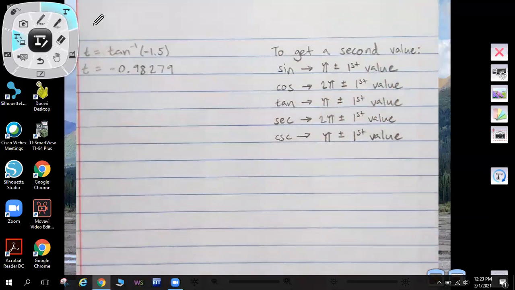So why is it wrong? I don't know. It's a particle.